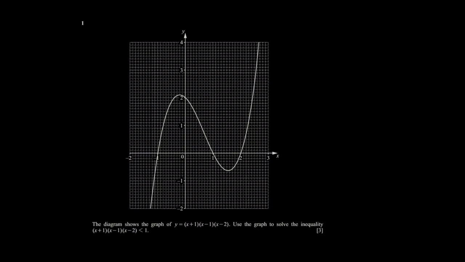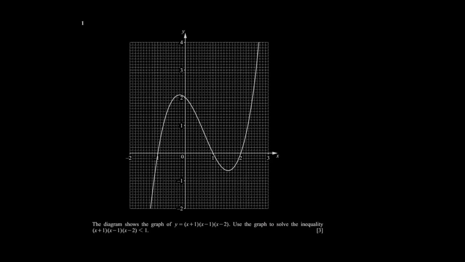All right, this is question 1. The diagram shows the graph of the curve y equals (x plus 1)(x minus 1)(x minus 2). Use the graph to solve the inequality where the curve is less than 1. Okay, so it says use the graph, so we're going to apply a graphical method here.